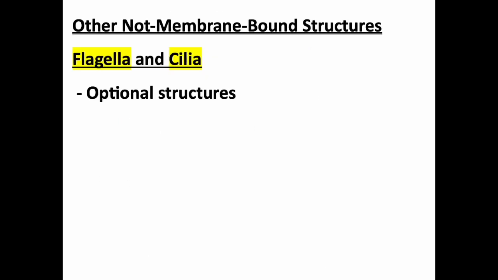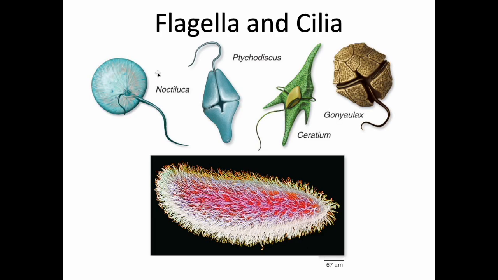Again, both of these are defined in the key terms. Flagella are defined in the key terms as a long, hair-like structure that extends from the plasma membrane and moves the cell. So yeah, these are used for motility. These cells will whip these flagella around in order to swim through the liquid, in order to swim around.